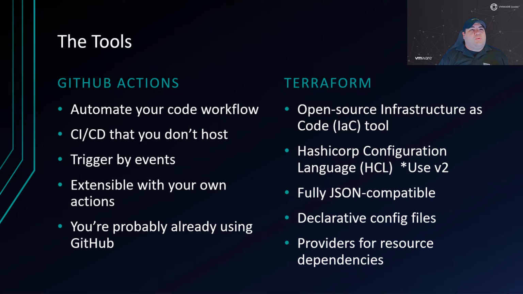So what is it we're really talking about in here, right? The primary two tools we're going to use with this are going to be GitHub Actions and Terraform, right? So for a quick overview of GitHub Actions, this is all about automating our code workflow, right? In the end, I'm leveraging this as CI/CD that we're not hosting, right? This is all being run out here. It can be triggered by events on these repositories. They can be extensible with your own actions. You can create your own code to run out here. I've seen some folks that have run some super fantastic PowerShell stuff for doing linting and all kinds of stuff like that.